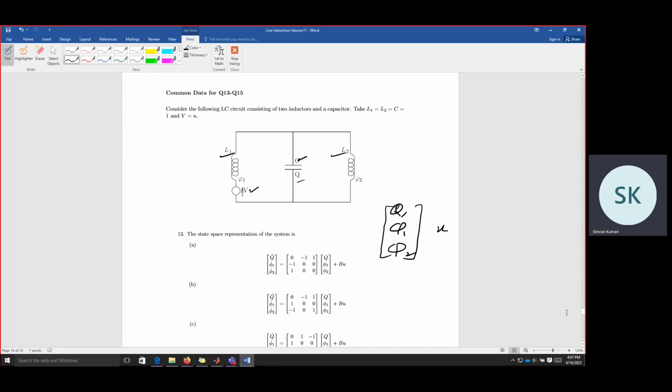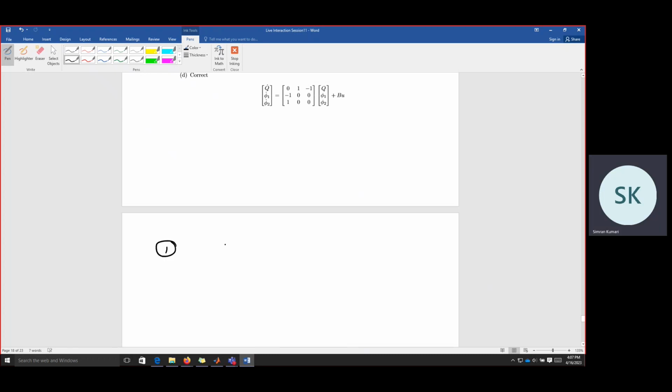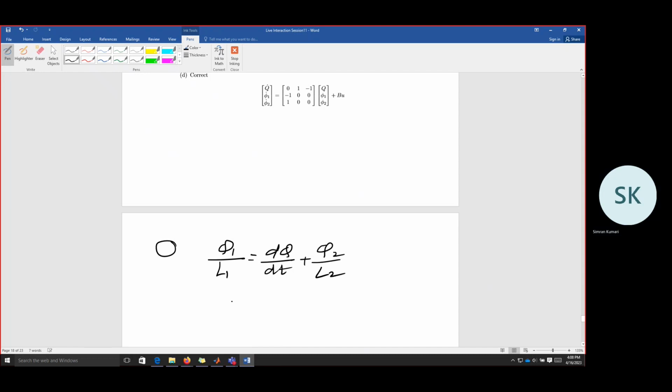So what can we say about this one? Let's try to write the equation for this one. We know Kirchhoff's current law, so we'll apply this one. The first equation that we have is that the current through this inductor should be equal to the sum of the current through the capacitor plus the current through the second inductor, which is phi 2 by L2. This is one equation.